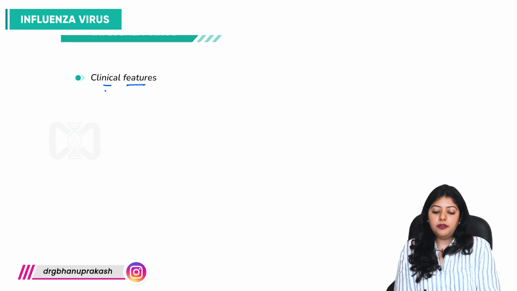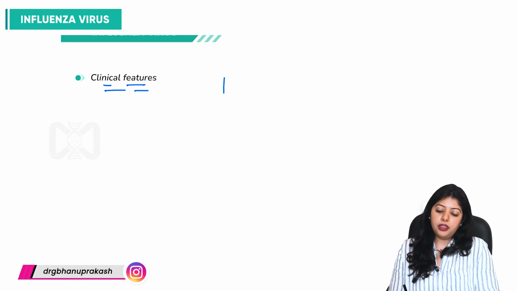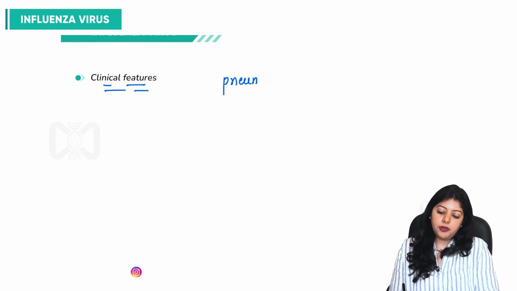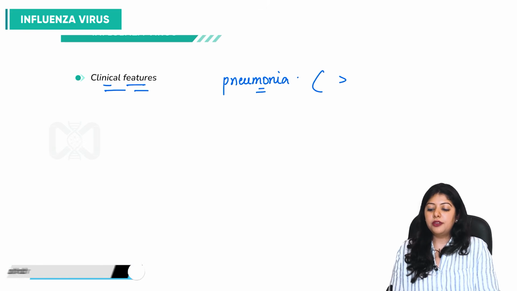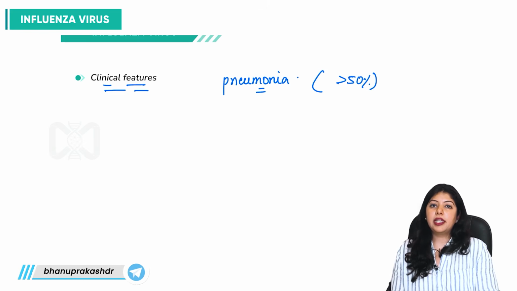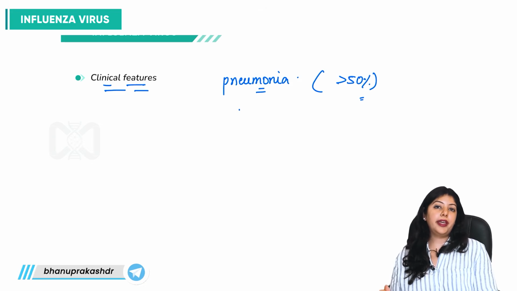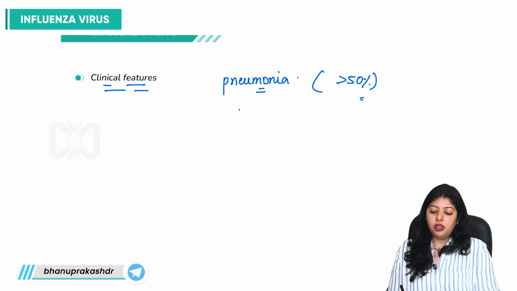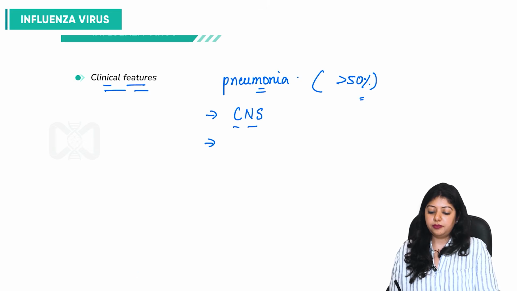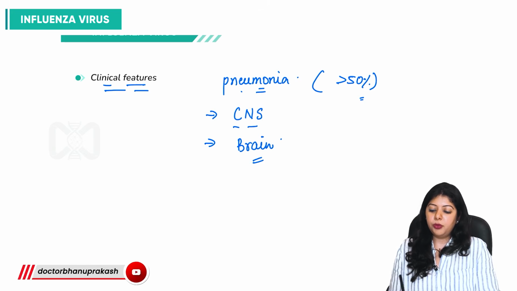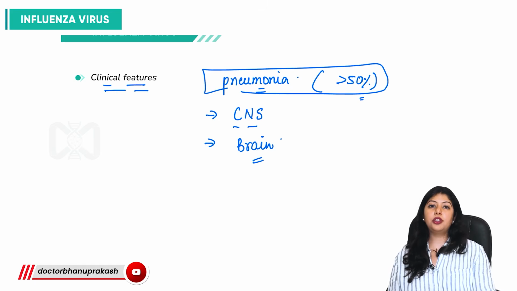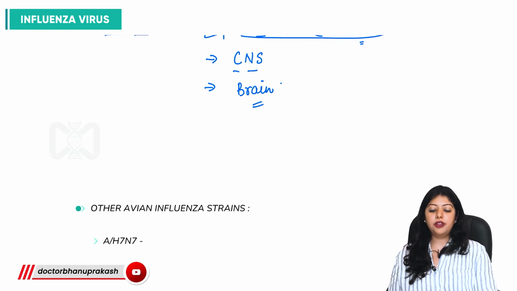So what are the clinical features? Of course, first thing would be pneumonia, respiratory infection. This is the most important clinical feature in more than 50% cases. And what were the extrapulmonary features? The involvement of CNS and brain. Pneumonia was the most common clinical feature associated with avian flu strain.